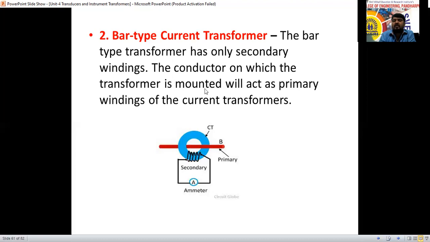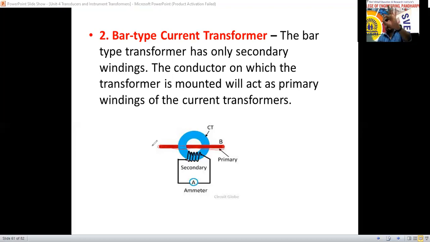The bar type transformer has only one secondary winding. इसमें only secondary winding ही है. The conductor on which the transformer is mounted will act as the primary winding. Whatever the bar is, it acts as the primary winding. Does it have any primary winding? Only the secondary winding is there. Whatever the main line is, this main line, it is going to act as the primary winding.